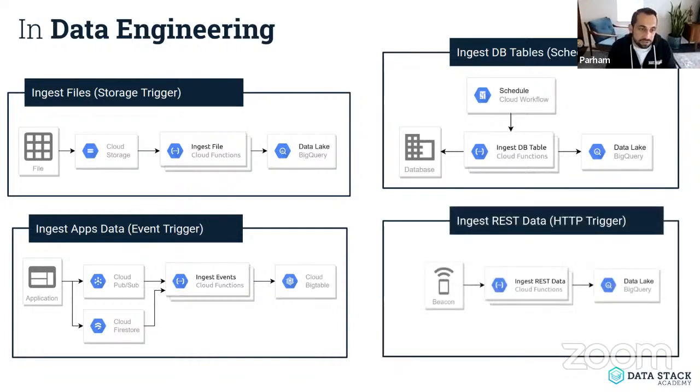Another one could be just directly from applications. Again, a cloud function can be triggered by HTTP triggers. So that's when an application can just post data to your cloud function, and you can ingest that into your data lake.